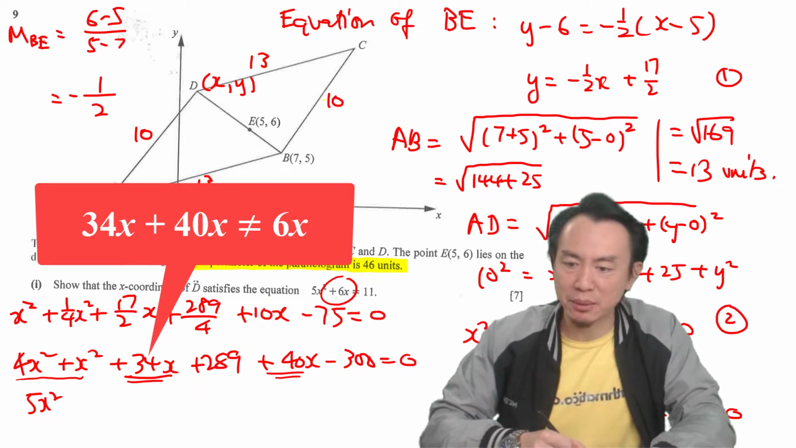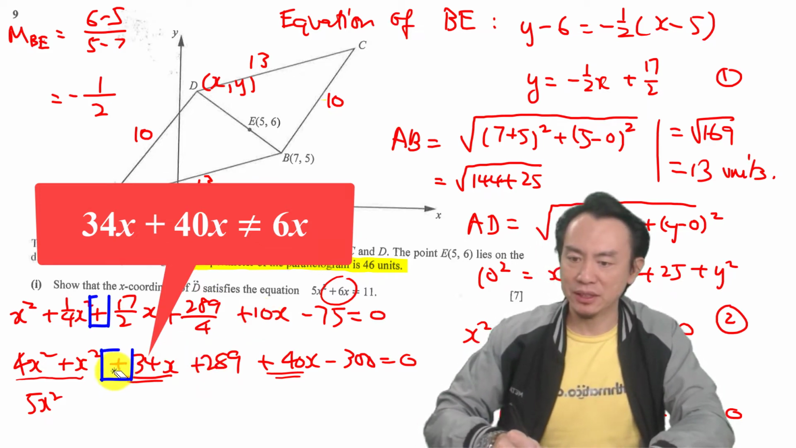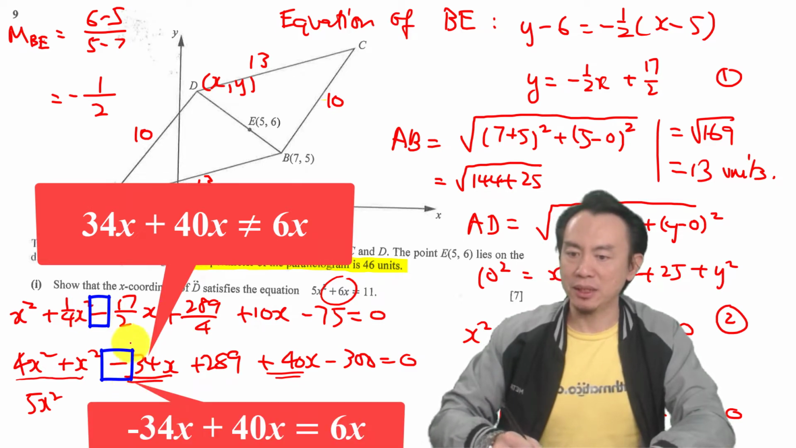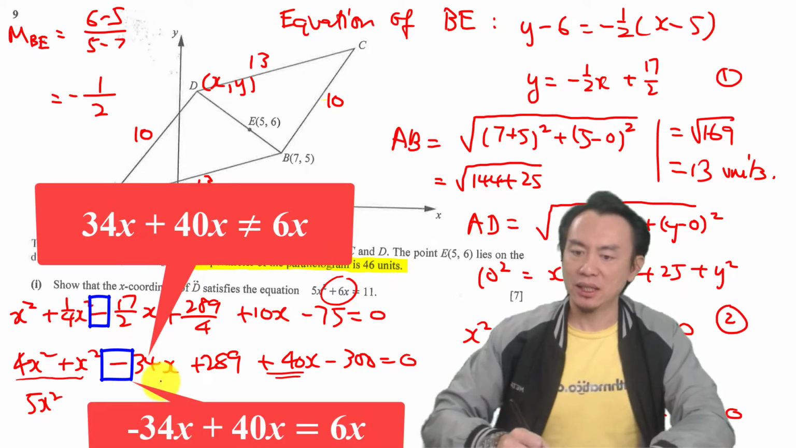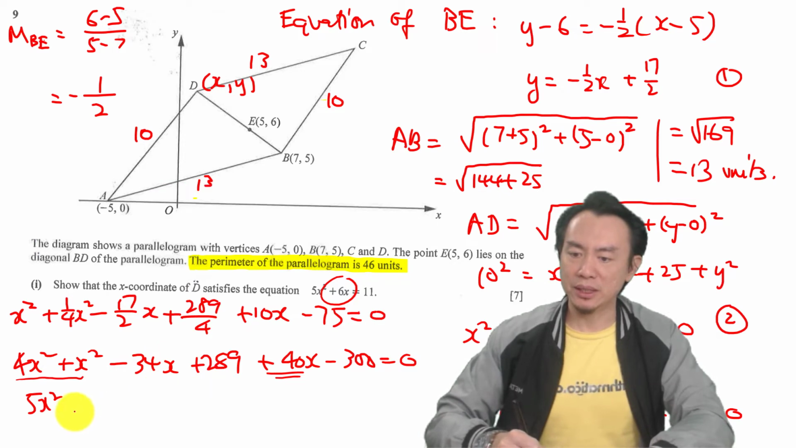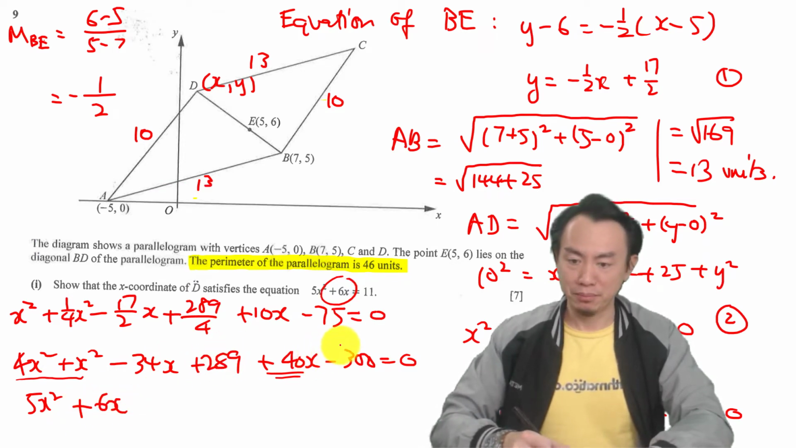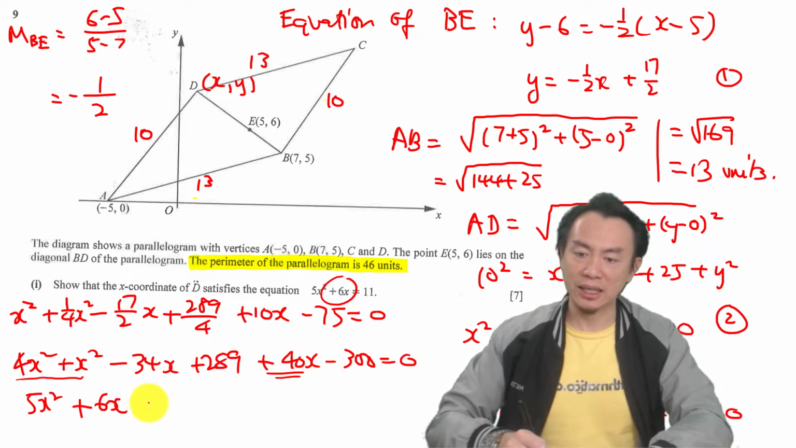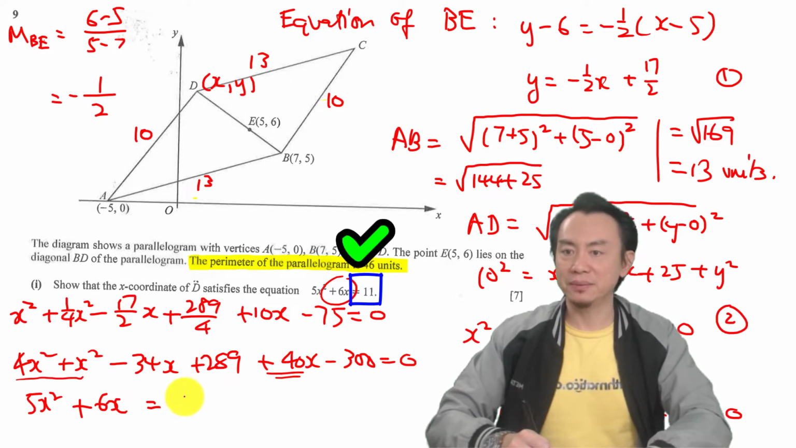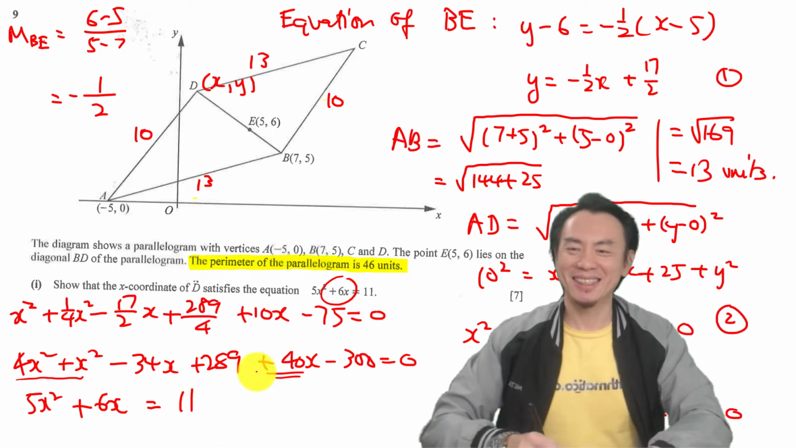Okay, a minus b bracket squared. This is supposed to be negative. Yep, this is supposed to be negative. Okay, got it. So now, this is plus 6x. And then 289 minus 300 is negative 11, right? So you bring over is a plus 11. Well, that's it. It's shown.